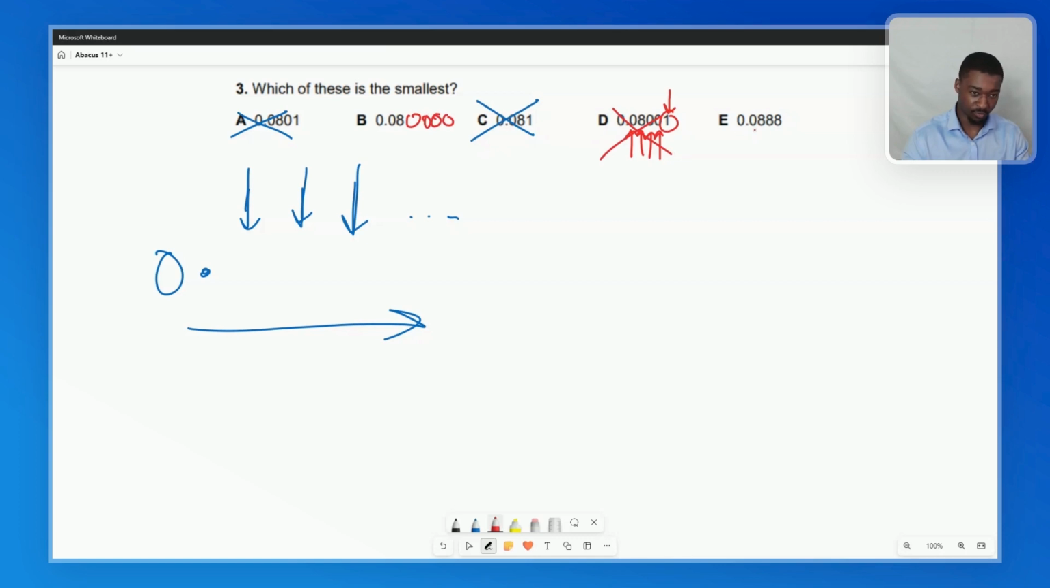And same thing for E. E is quite a bit bigger compared to the rest than B, because yes, we have the 0.08, just like we have in B, but then straight away in the thousandths column, we have that 8. We have 8 thousandths, and here we have 0 thousandths. And of course, because 8 is bigger than 0, E is bigger than B.